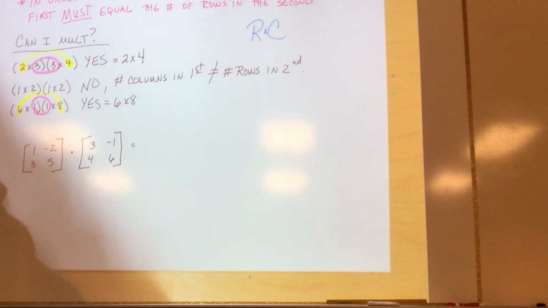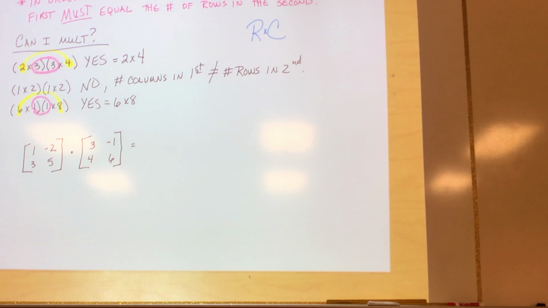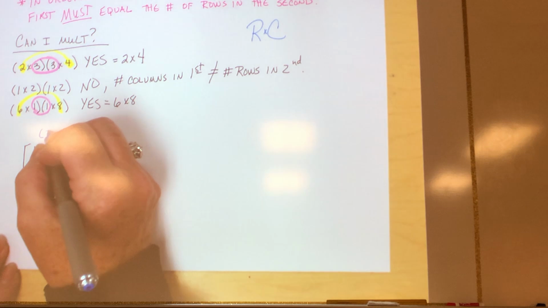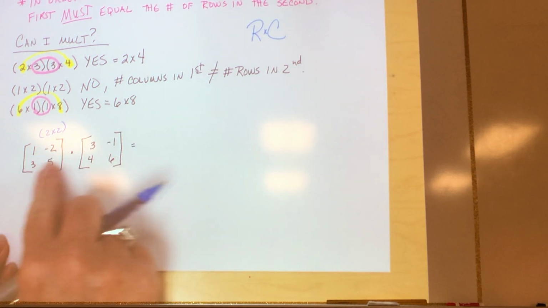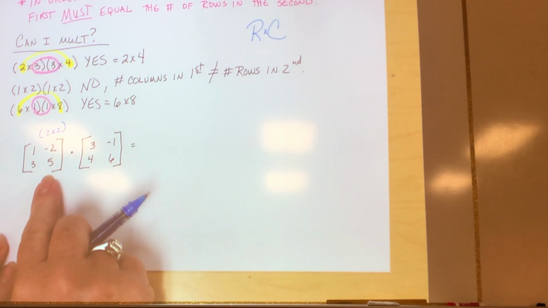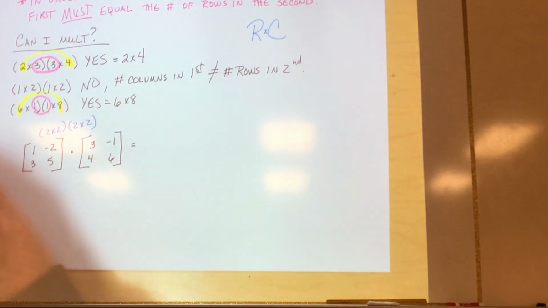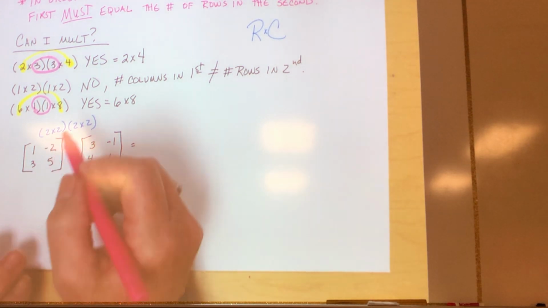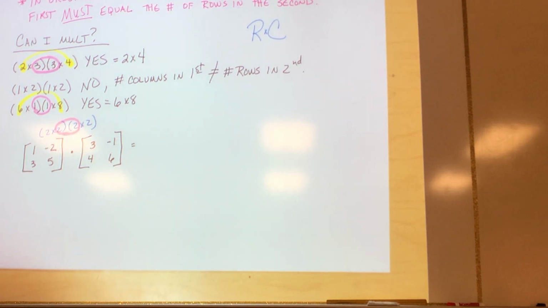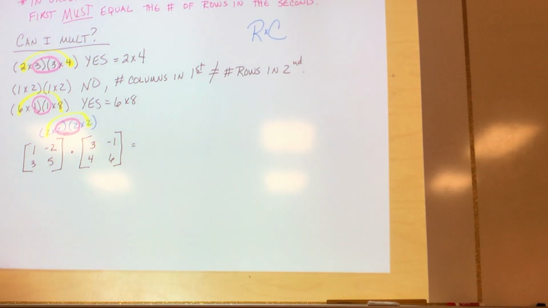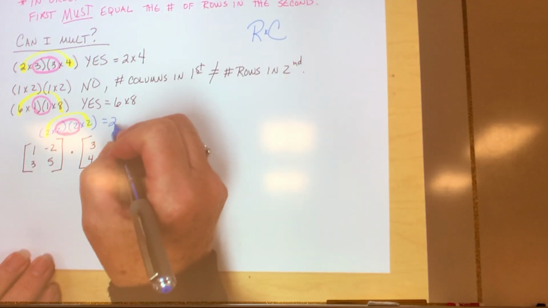Every time they ask me to multiply a matrix, before I even do anything, I'm going to see if I can multiply it and what I'm supposed to get. So what size is this one? 2 by 2. 2 rows, 2 columns. And what size is this one? 2 by 2. So can I multiply them? Yes. So what will I get? A 2 by 2.